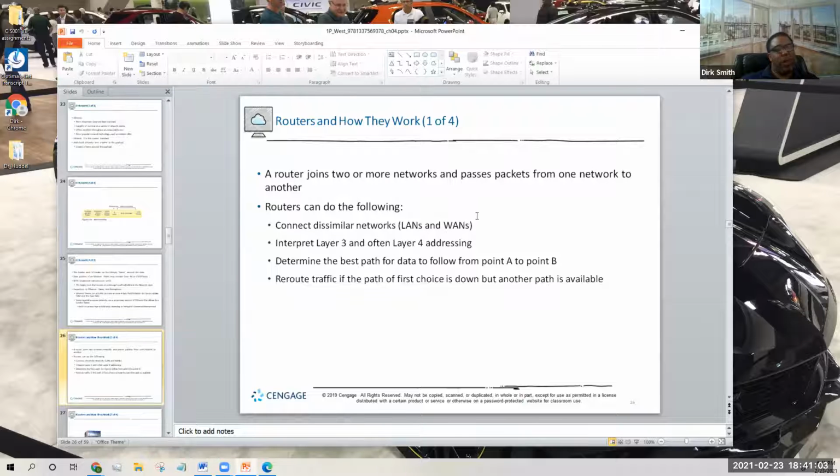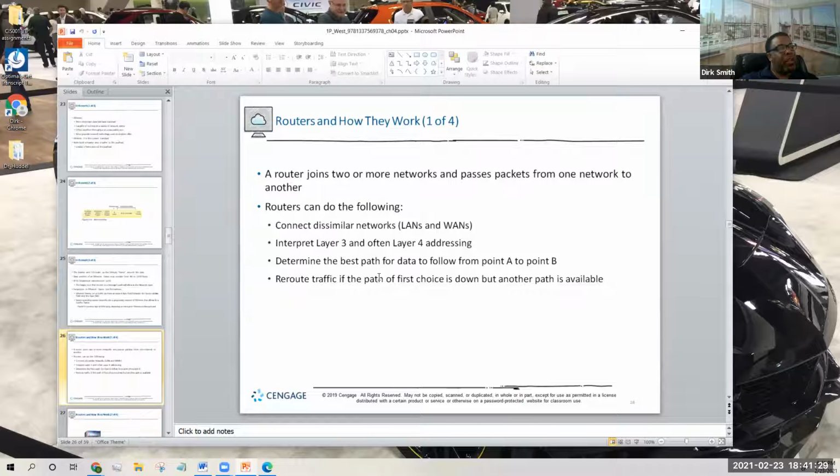A router joins two or more networks together and passes packets from one network to another. You guys are pretty much familiar with how routers work, so we're not going to spend a lot of time on this. But keep in mind that routers can do the following. They connect dissimilar networks. So if you have a LAN to a WAN, that's why I say dissimilar networks, because a LAN is a local area and a WAN is something really, really large. And routers connect those two together.